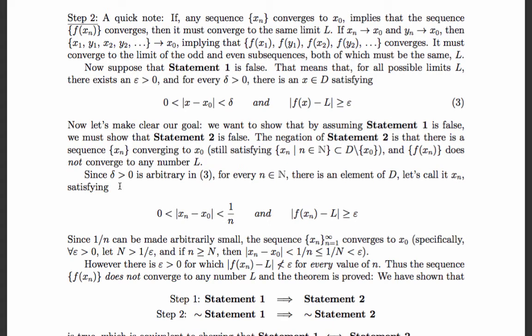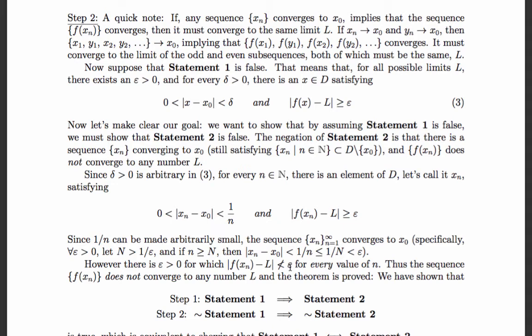So since delta is arbitrary, for every natural number n, there's an element of D, and let's call it xn, satisfying this condition for x equals xn, but also satisfying this condition. Now, since 1 over n can be made arbitrarily small, the sequence xn converges to x naught. However, since f of xn is bounded away from L for any arbitrary L, then f of xn minus L can never be made less than epsilon in absolute value for every value of n, for any value of n.